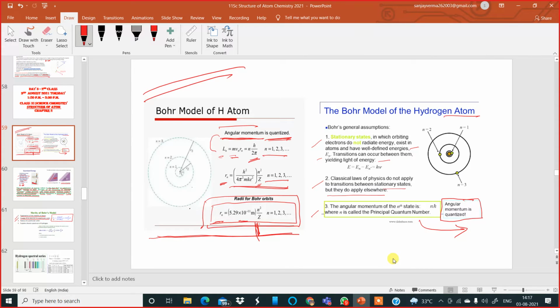Samir Bhayo, thank you. And this Z stands for the atomic number.